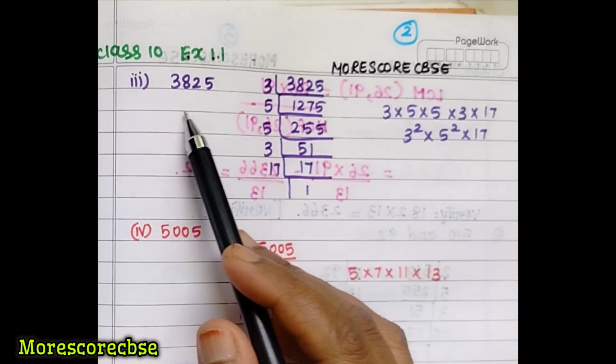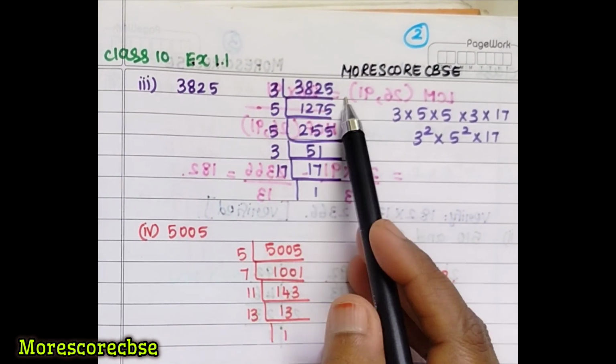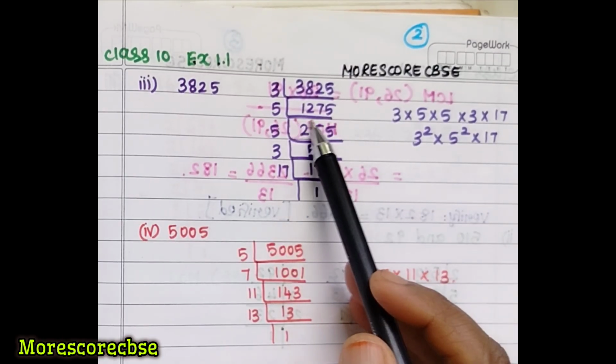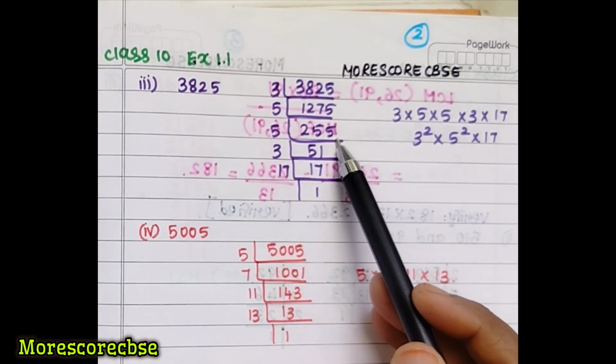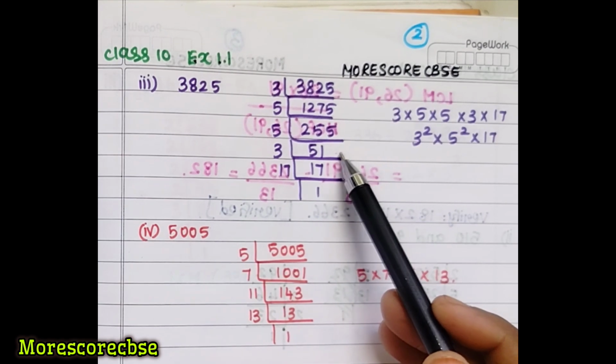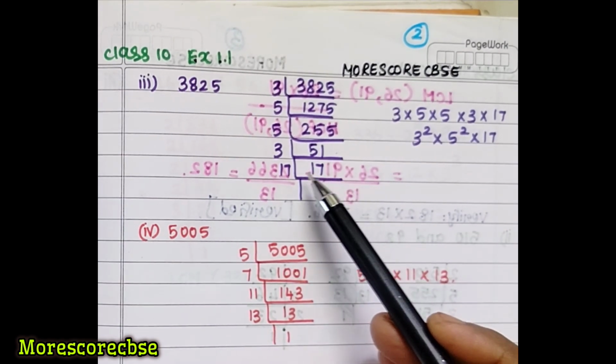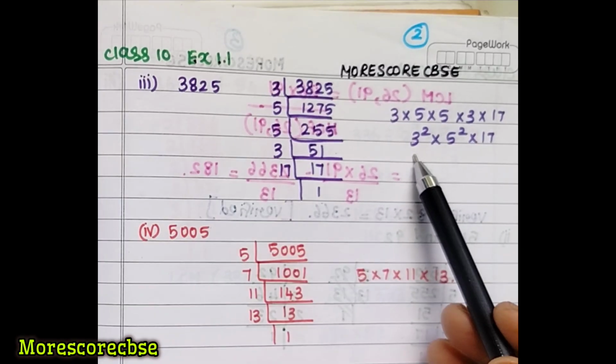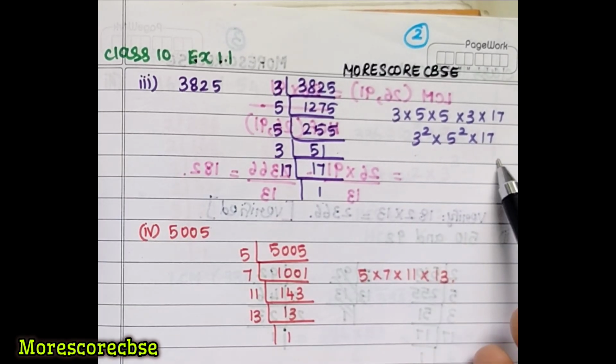Now third sum 3825, so prime factorization divided by 3, so it will be 1275, and divided by 5 it will be 255, divided by 5 it is 51, 51 divided by 3 it is 17, so 17 divided by 17 it is 1. So here the prime factors will be 3 squared into 5 squared into 17.